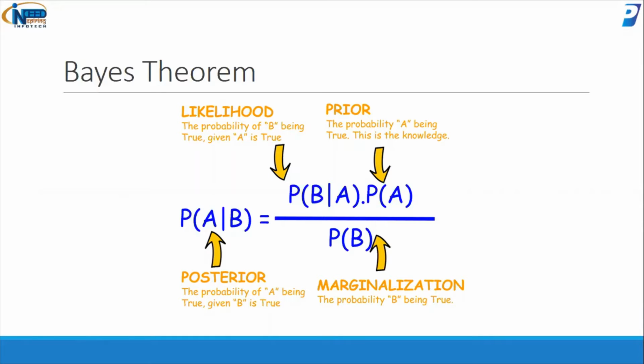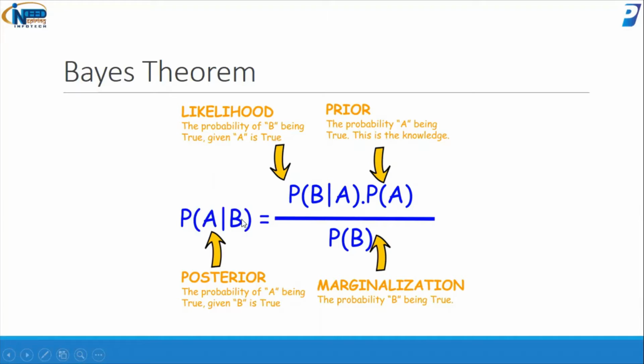So we have seen the concept of conditional probability, we have seen some examples, and we have seen what Bayes' theorem is and how it is derived. This is a quick revision in one slide. You can see Bayes' theorem here. It says the probability of A being true given B is true is equal to the probability of B being true given A is true, multiplied by the probability of A being true, divided by the probability of B being true.